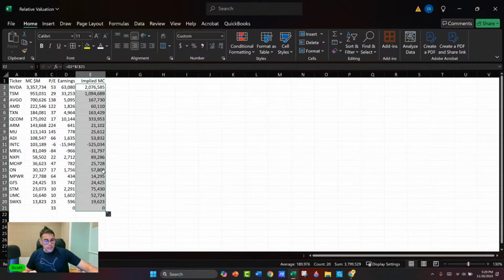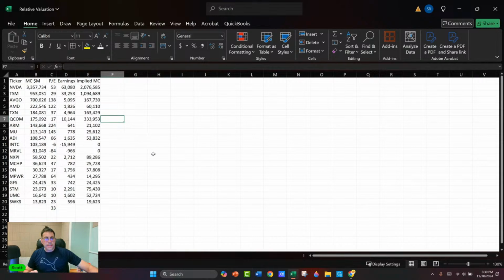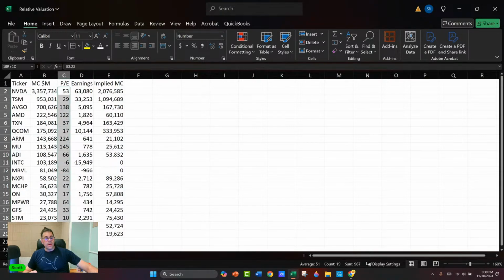Intel's not a good example because they have negative earnings. Okay, so if these are the top 20 semiconductor companies, the PEs have a pretty big range, right? But the median for the industry is 33.